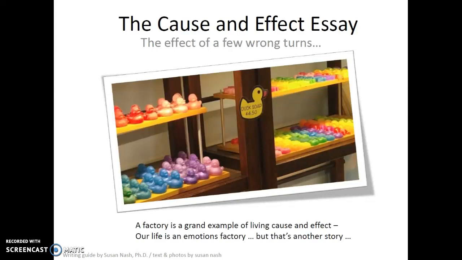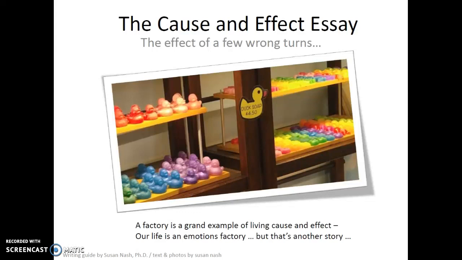In either case, keep in mind that the cause and effect essay is all about logic, causal chains, the results, the linkages, this is what happened and then. So, at any rate, I'm going to talk about the effect of taking a few wrong turns when I was going toward the North Shore in Oahu. And I ended up at a soap factory.